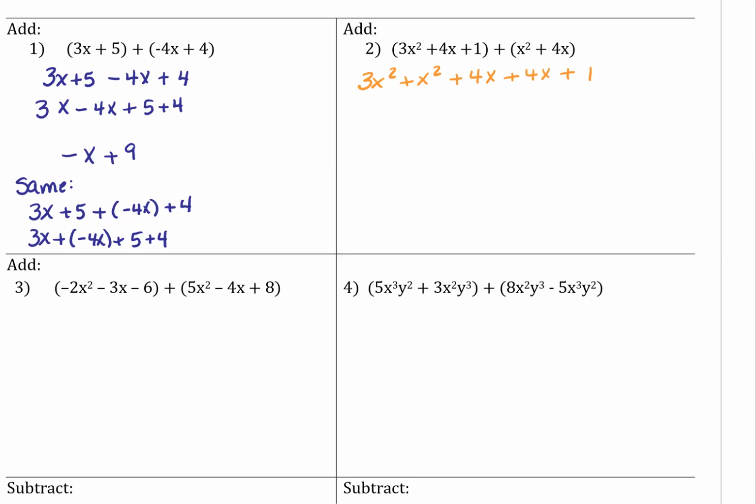And if I combine like terms, 3x squared plus x squared is 4x squared. 4x plus 4x is 8x. And then plus 1.